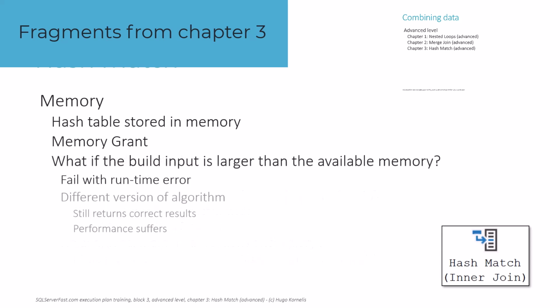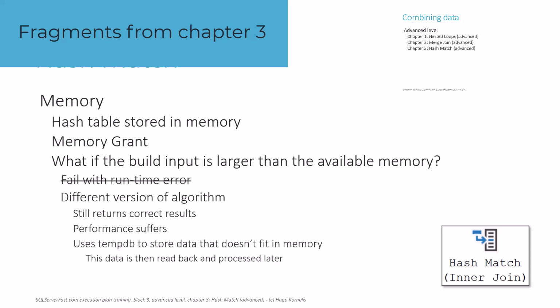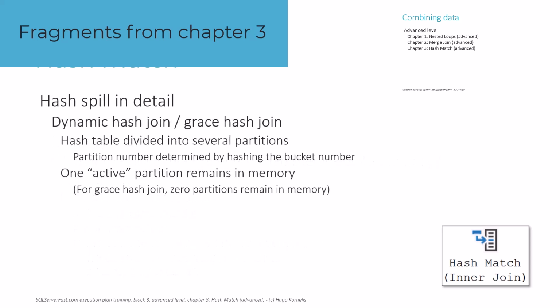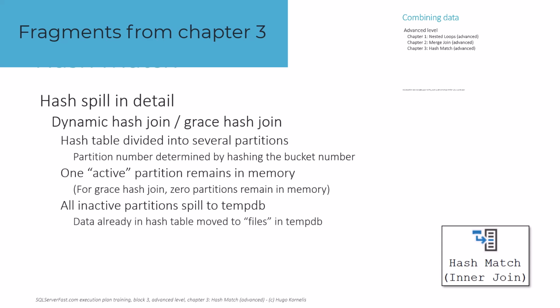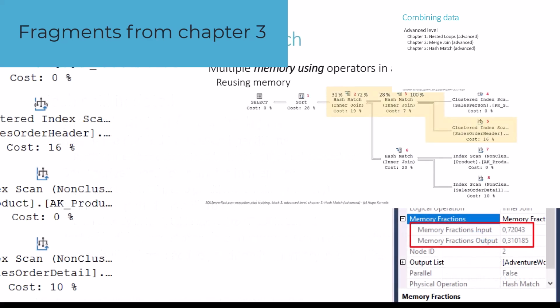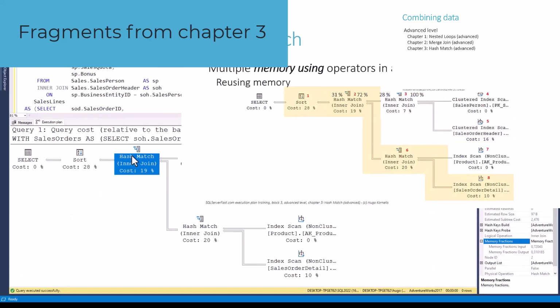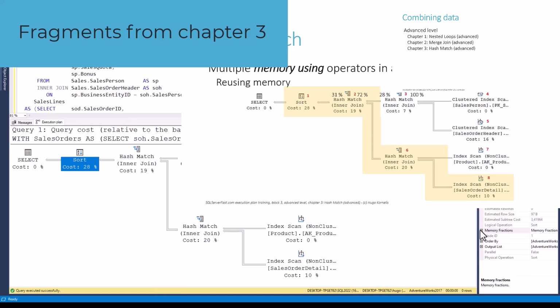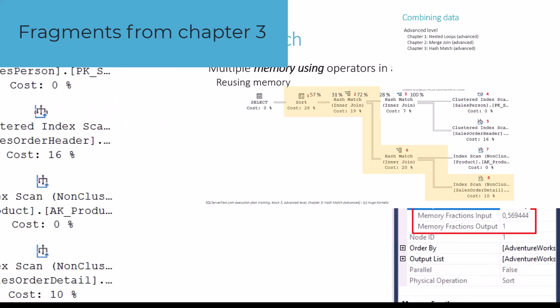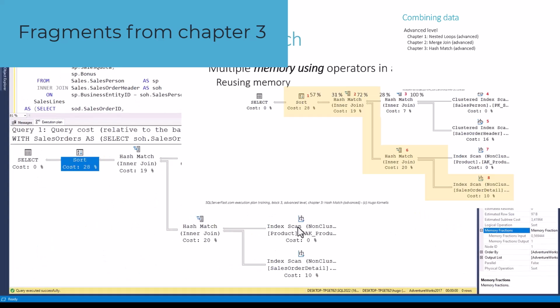Because the allocated memory is based on estimates, it might be insufficient. In that case, the operator has to spill to TempDB. We show in detail what happens internally when a hash match spills. The chapter concludes with an explanation of memory management in larger plans with multiple memory consumers and with a short explanation of hash teams.